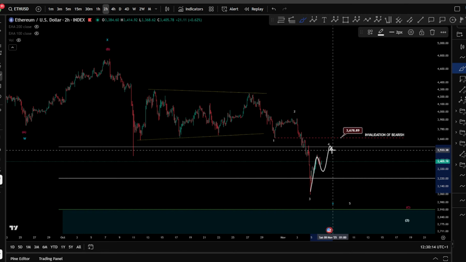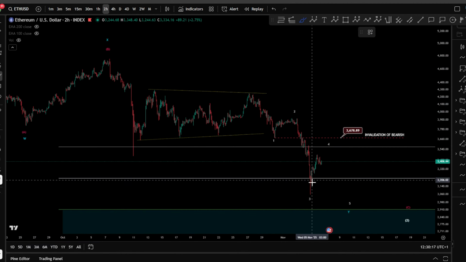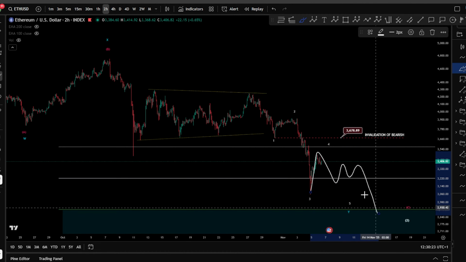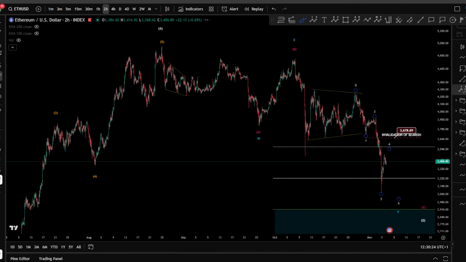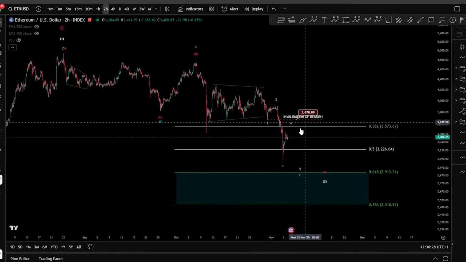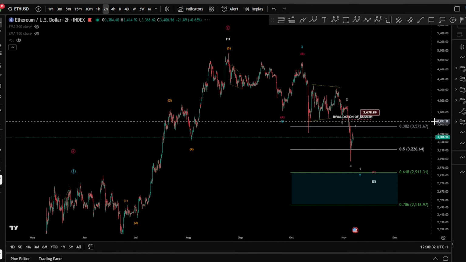It can be unfolding as a zigzag before moving for a wave Y here in a wave 5. Or it can be even a flat, or it can be a triangle here, and then dropping for a wave 5 toward the downside. Okay, so we're going to see what's going to happen. So basically, this is what we're looking for.